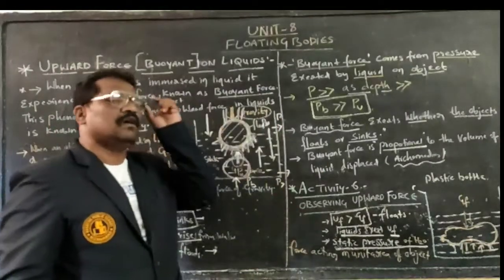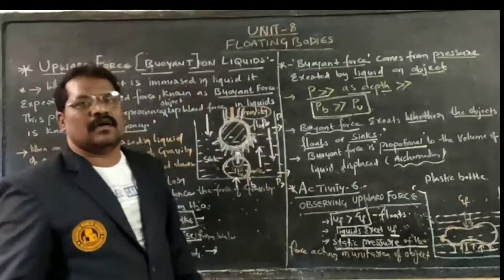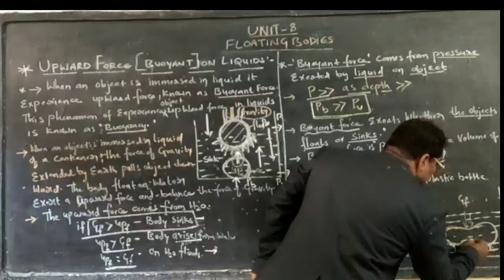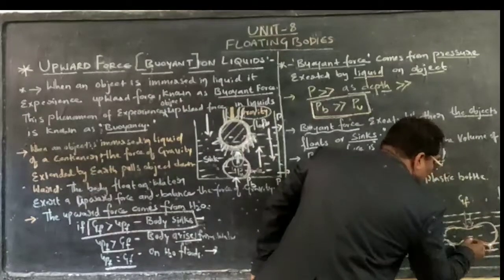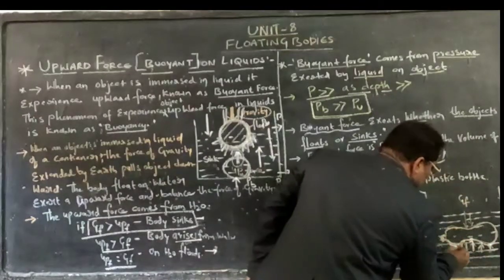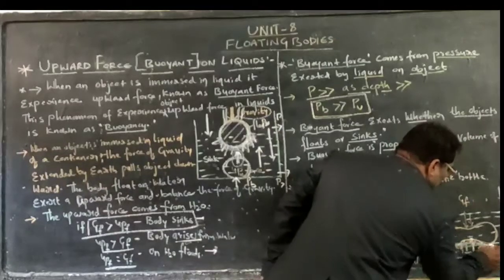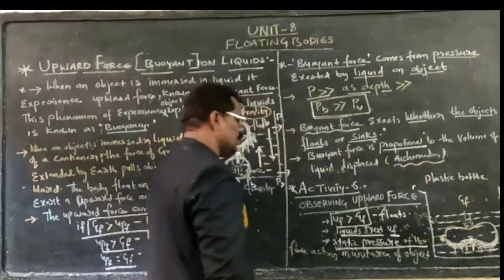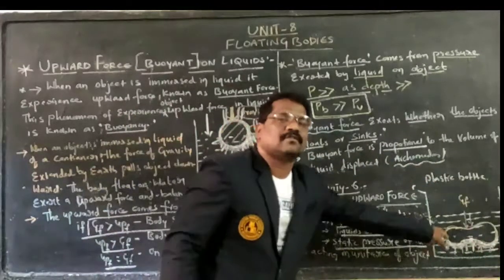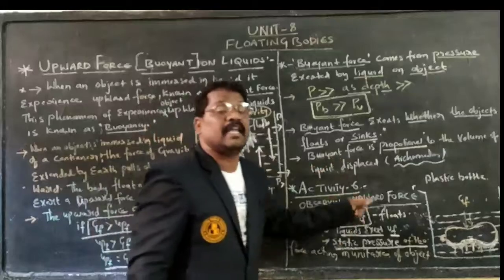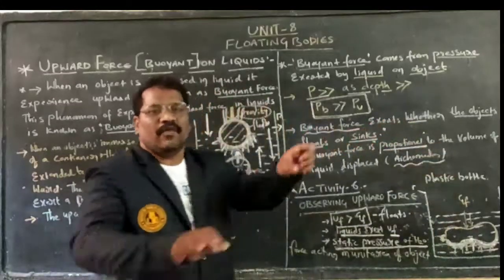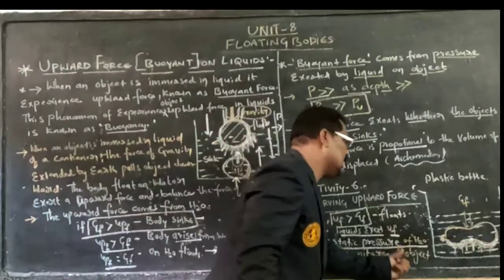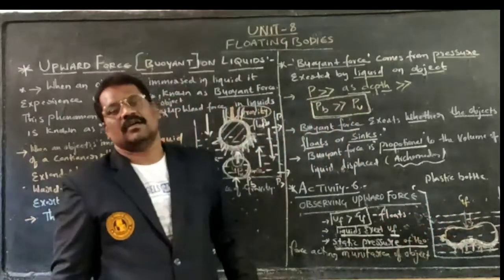What is meant by static pressure of water? It is nothing but the force exerting on a unit area of an object. If I take this as the object, its unit area, for example this is the total area I can consider. The force exerting on a unit area of an object is called the static pressure of water. Within the liquid, this particular force is exerted, therefore it is called the static pressure of water.